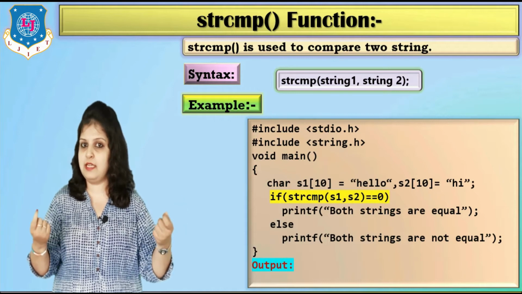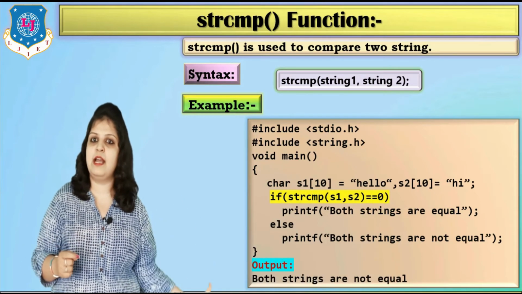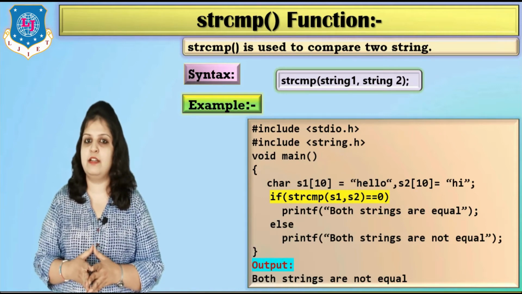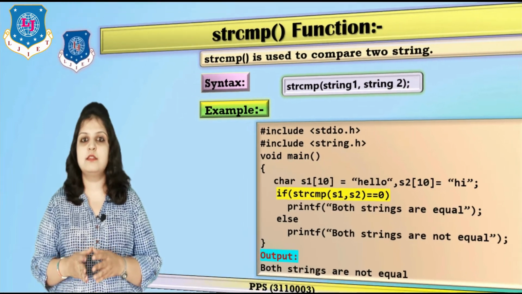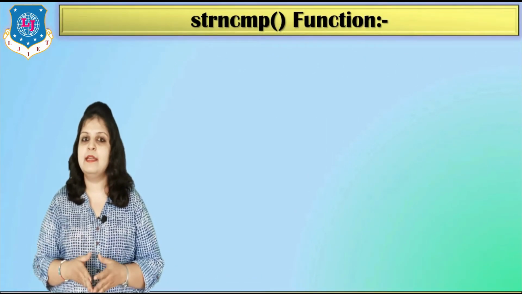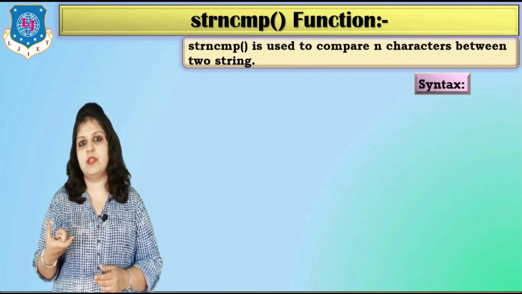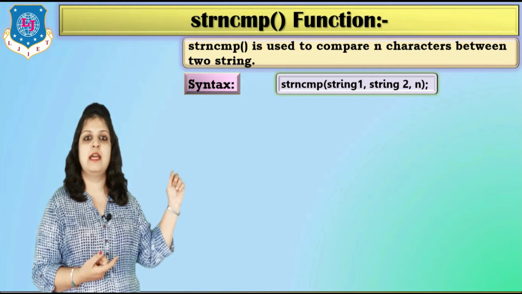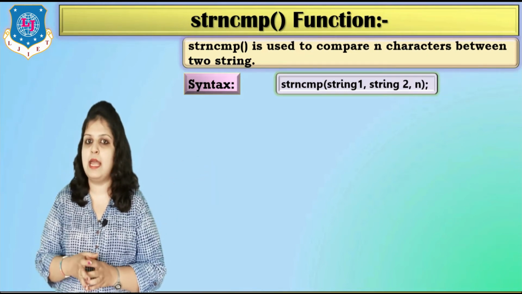So e minus i is not equal to 0. So our condition becomes false and the else part will be executed, and our output is like both strings are not equal. A similar type of function is strncmp, used for string comparison up to n characters, and the syntax is like strncmp(string1, string2, n).